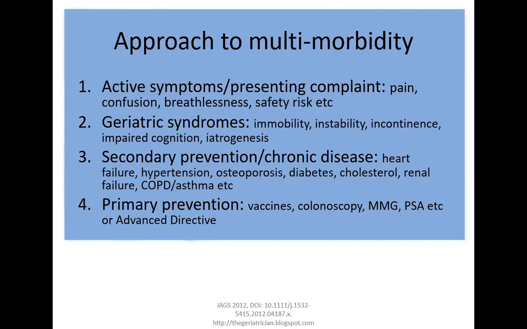Number two, we like to address geriatric syndromes. So some person came up with a list of them, making them all start with an I. In reality, you can kind of make anything into a geriatric syndrome. You can make loneliness a geriatric syndrome. But I mean, the concept is that you have something like, for example, immobility or instability, falls, incontinence, impaired cognition, which includes dementia and delirium, and iatrogenesis.